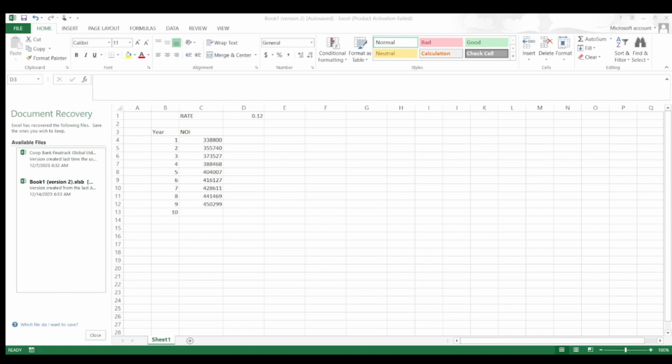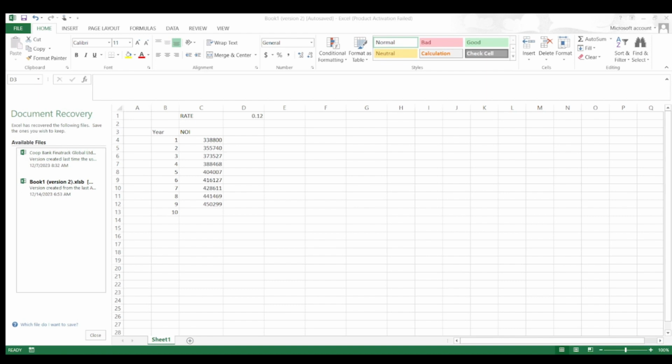So for this example, we have the net operating incomes from year 1 all the way to year 9. And after that, the growth rate will be 2%. So with this, we can calculate the present value of the future cash flows past the 9th year. And we can also calculate the present value of each net operating income.